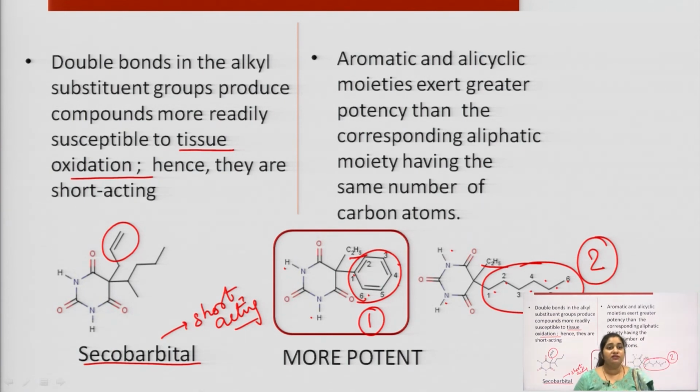So, according to the first theory, the number of carbons in the substitution at position number 5 here is 8, and here is also 8, but there is a huge difference in their activity, because aromatic and alicyclic moieties produce more potent compounds as compared to the aliphatic one. So, that is why compound 1 will be more potent as compared to compound number 2.